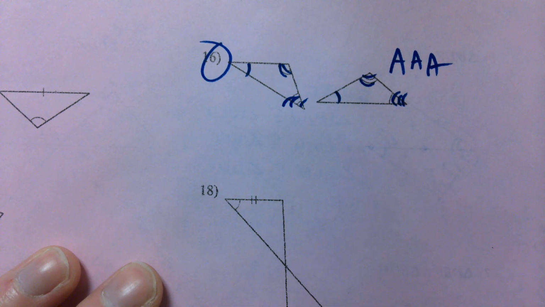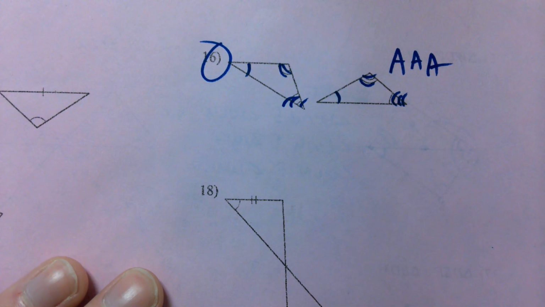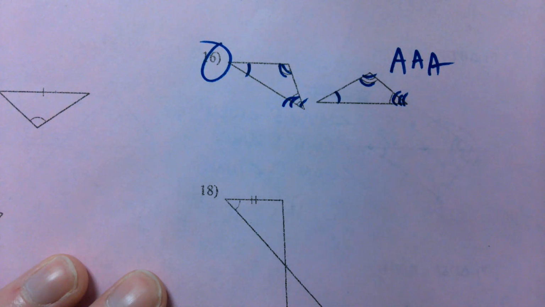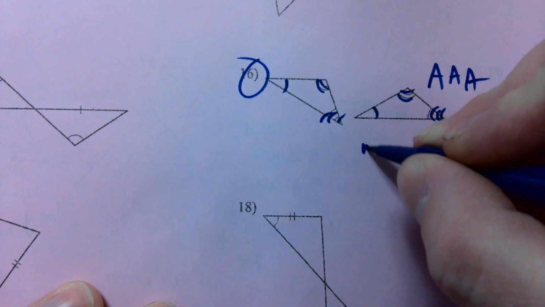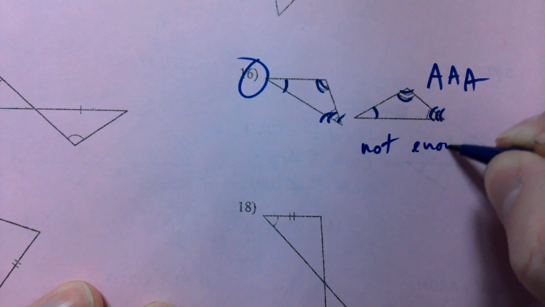Tyler, question? Could you do number 17? We're doing that one next. Christian? 12. Wait, what's happening right now? I thought we're still talking about this one. Sorry. So again, AAA is not one of our theorems. Not enough info for that one.